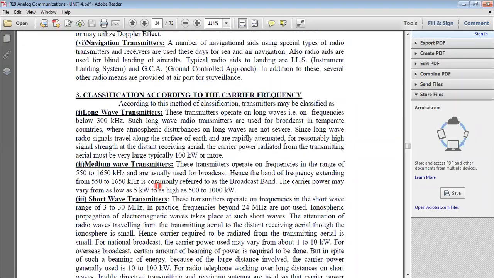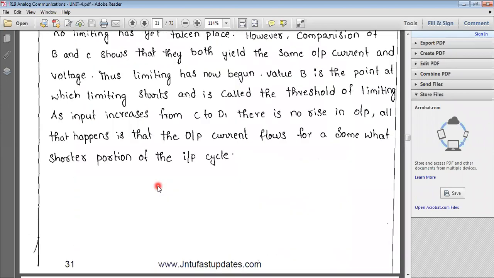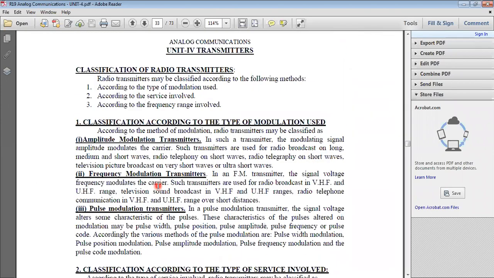Coming to the depth, now put aside the heading: first, classification based on the type of modulation used. Under this we have three types of techniques. AM transmitters: what are AM transmitters? In such a transmitter, the modulating signal is amplitude modulated. So what is amplitude modulation?